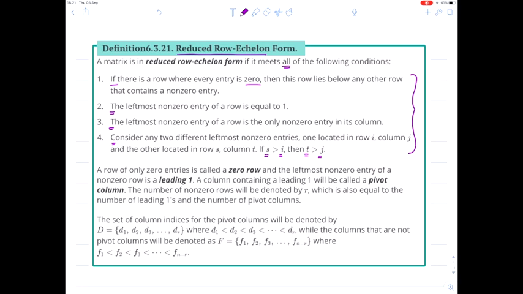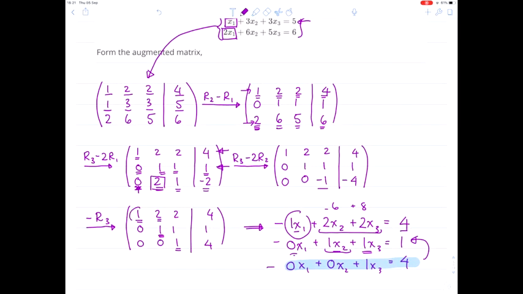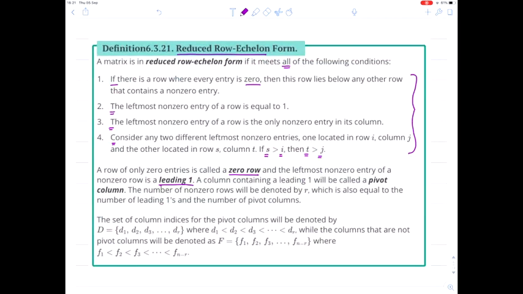We also have some terminology. A row of only 0 entries we call a 0 row, unsurprisingly. And the leftmost non-zero entry of a non-zero row we call a leading 1, which kind of makes sense if you look at our previous example over here. It's like these ones are coming in and leading the row. A column containing a leading 1 will be called a pivot column.